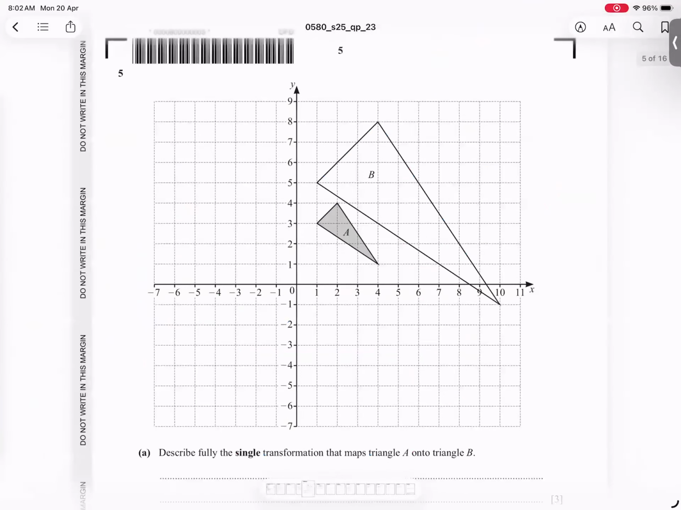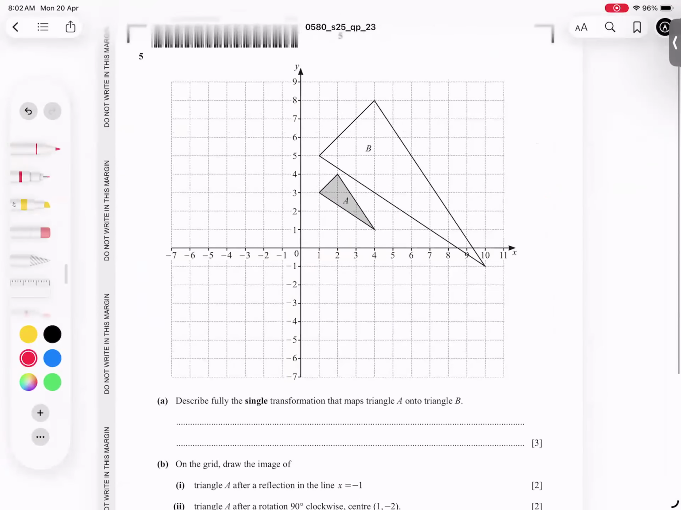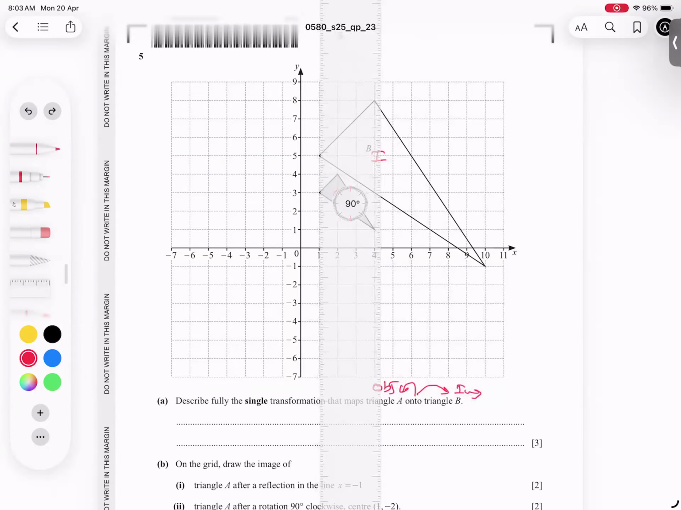Number 5 is saying that this is a single transformation which maps A onto B, like A is shifting onto B. So B is the image and A is the object, because before "onto" is called the object and after "onto" is called the image. Don't forget this concept. It looks like an enlargement, but how do we find the center of enlargement?